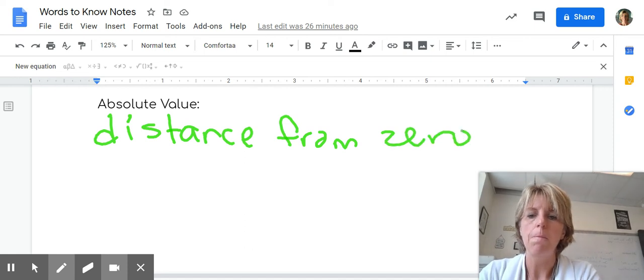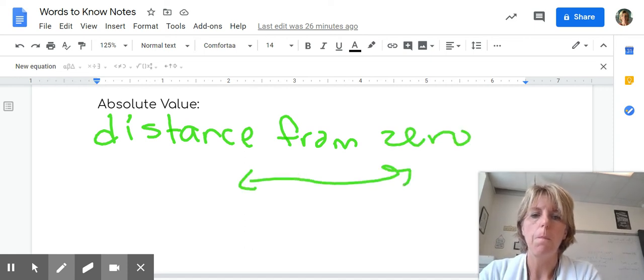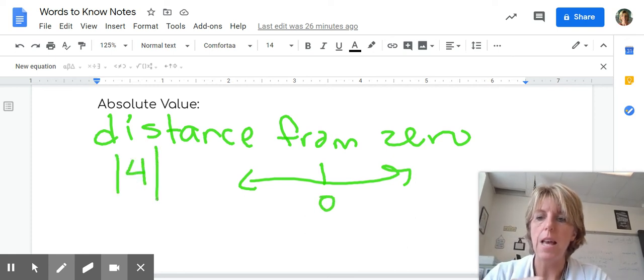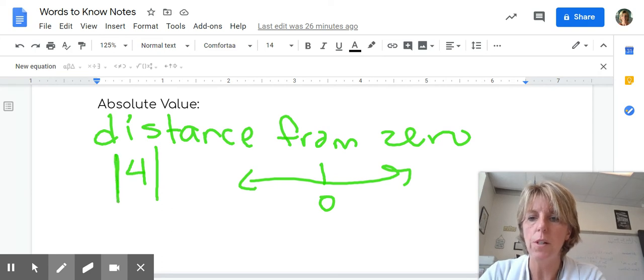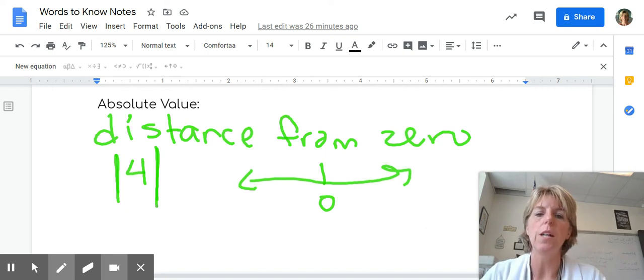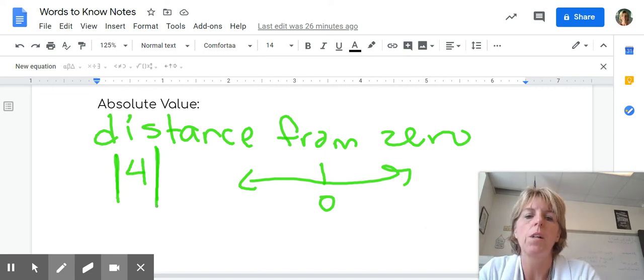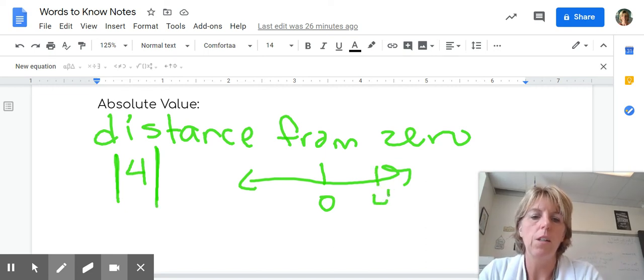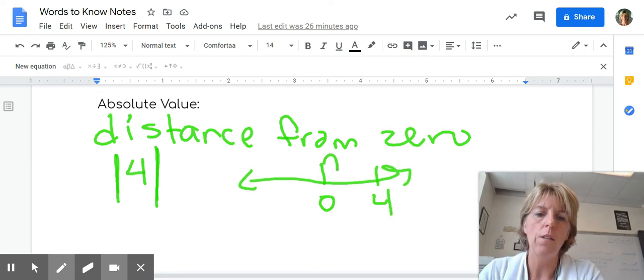So if I have my number line, I have 0 here. And let's say I want to know what is the absolute value of 4. That's the absolute value symbol, these 2 lines right here. They're like football field goals. That means absolute value. Whenever you see that, it's like, oh, how far from 0 is that number? So if 4 is here, I'm going to go 1, 2, 3, 4. How far is that from 0? It's 4 spaces. So the absolute value of 4 is 4.